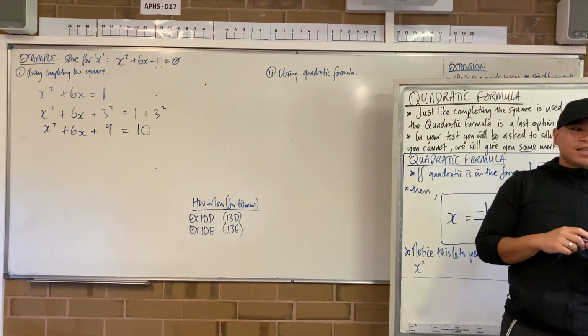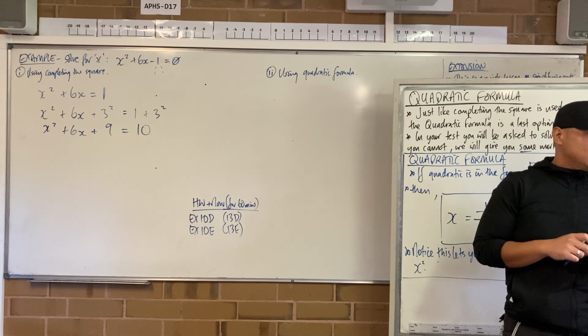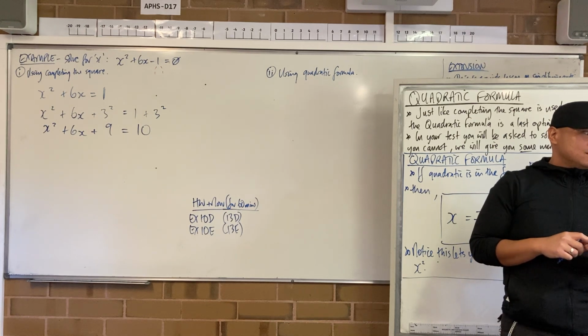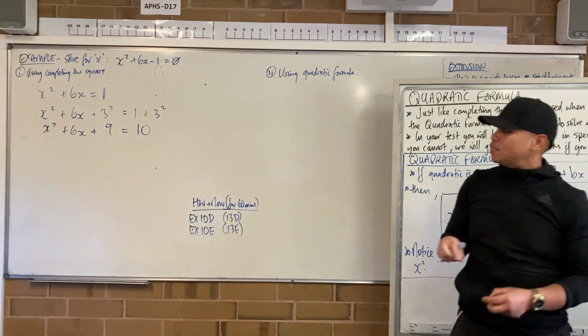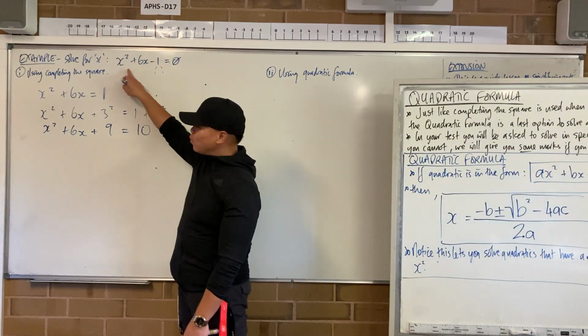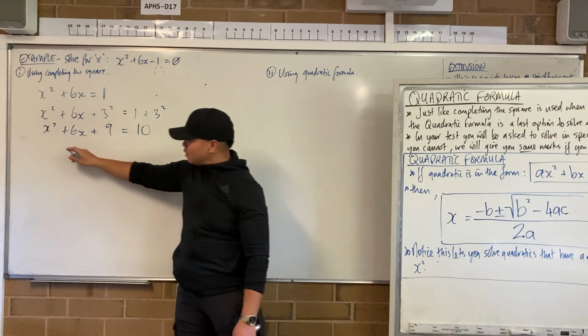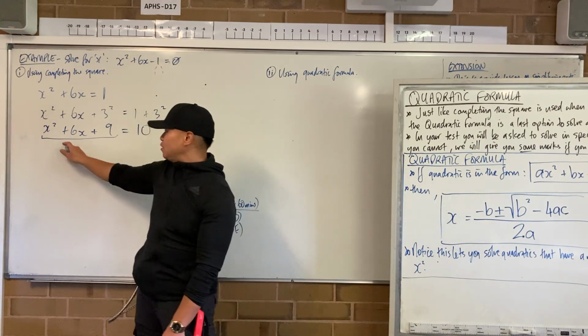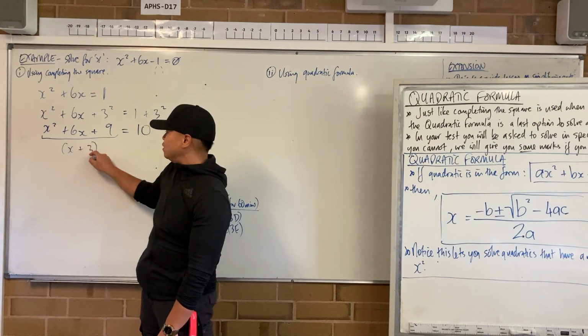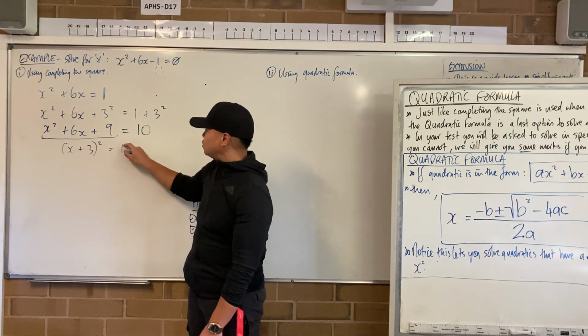Because what do you notice about the left-hand side now? It's a... Yes, it's a perfect square. It didn't used to be. But when I did all this business, now this is a perfect square. That'll factorize to x plus 3 all squared is equal to 10.